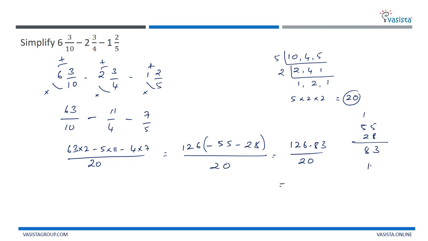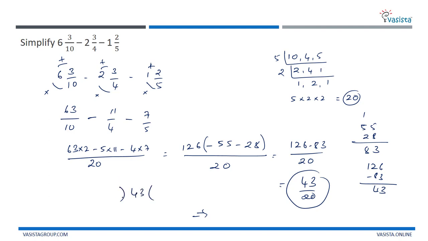Right, let us check now. 126 minus 83: 6 minus 3 is 3, 12 minus 8 is 4. This will become 43 by 20. This is what your answer is. You can keep it in terms of mixed fraction also. That is how you can do that.